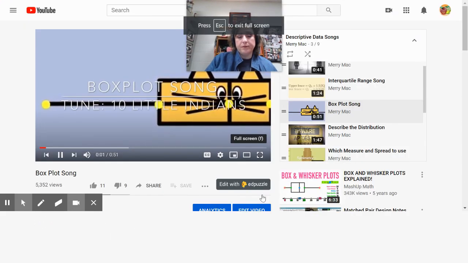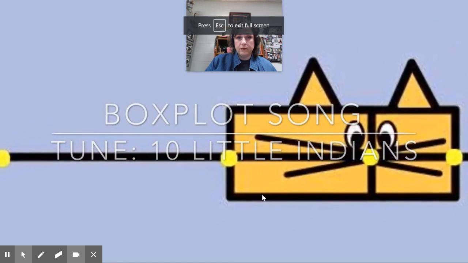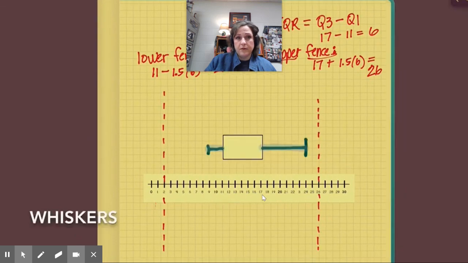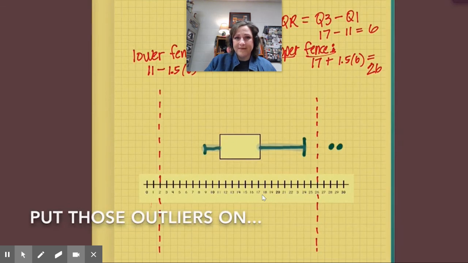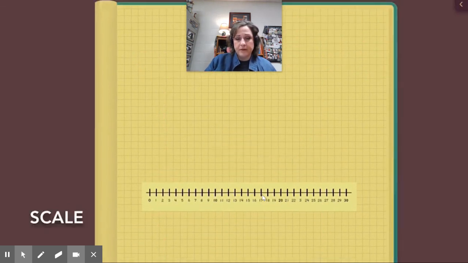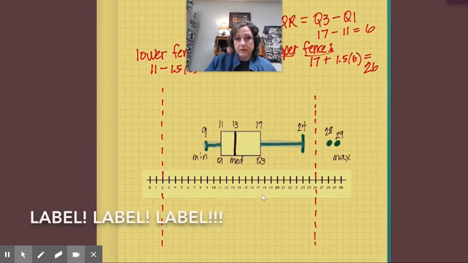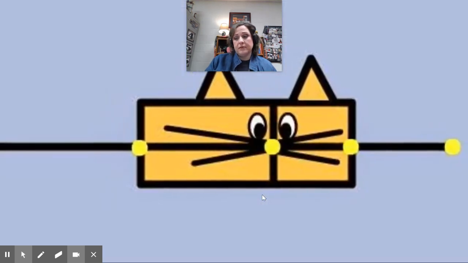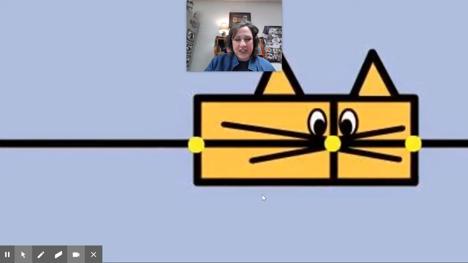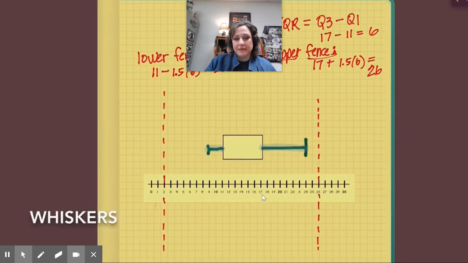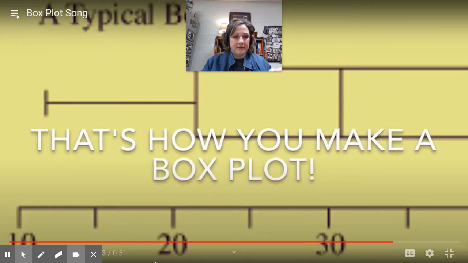Scale, box, fences, whiskers. Scale, box, fences, whiskers. Put those outliers on. Scale, box, fences, whiskers. Label, label, label. That's how you make a box plot.